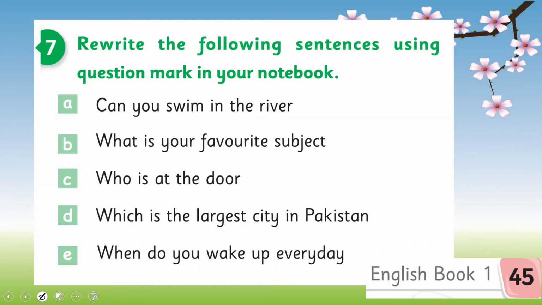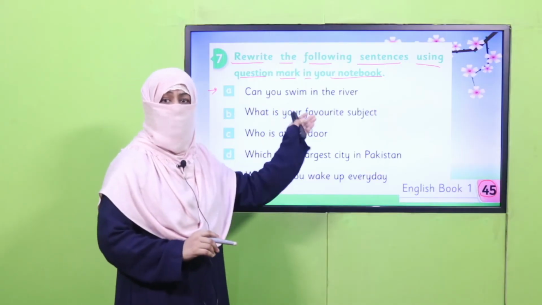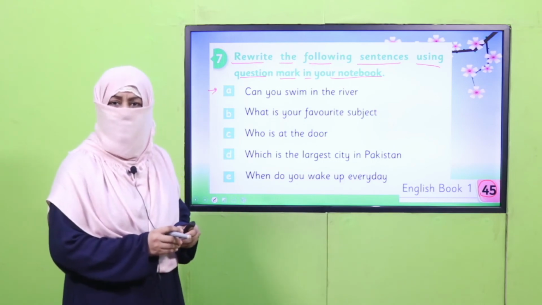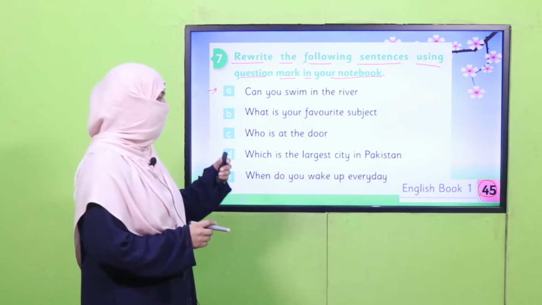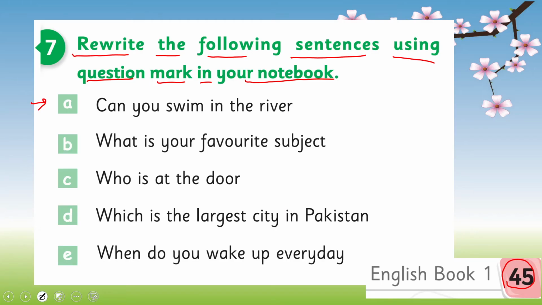Okay, so open your book on page number 45. Here are the sentences. What we are supposed to do: rewrite the following sentences using a question mark in your notebook. You have to write these sentences in your notebook, and the way I showed you, this sentence is incomplete without putting a question mark, so you will write it and you will put a question mark at the end of every sentence. Now pause the video and write these sentences in your notebook. Okay, enjoy the activity.